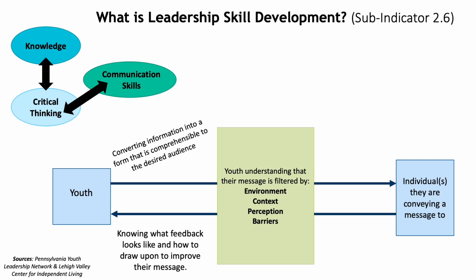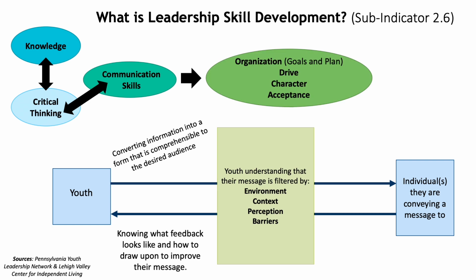So once they have strong communication skills, the question is, what do they communicate? Well, youth leaders communicate organization, so goals and plans. They communicate their drive and their growth mindset to achieve something. They communicate their character, and they communicate acceptance. And in communicating these concepts to those who they work with and they support, youth leaders begin to embody leadership and advocacy.